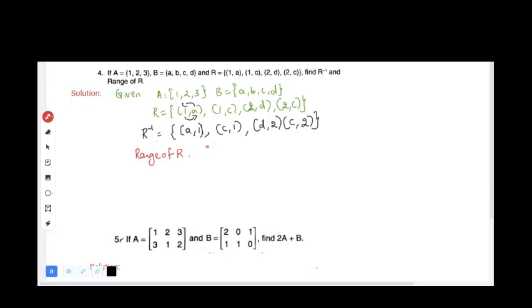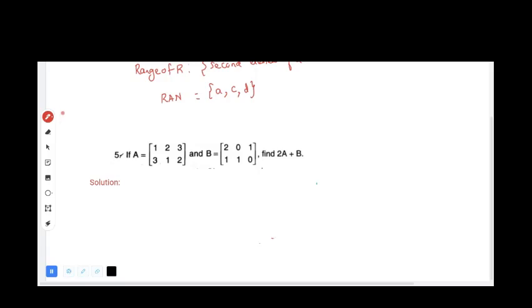The range of R is the set of second elements of a relation. If you take the second elements of the relation, the second element is A, then C, then D, and C is repeated, so we will not consider it again. So the range of R is A, comma C, comma D.